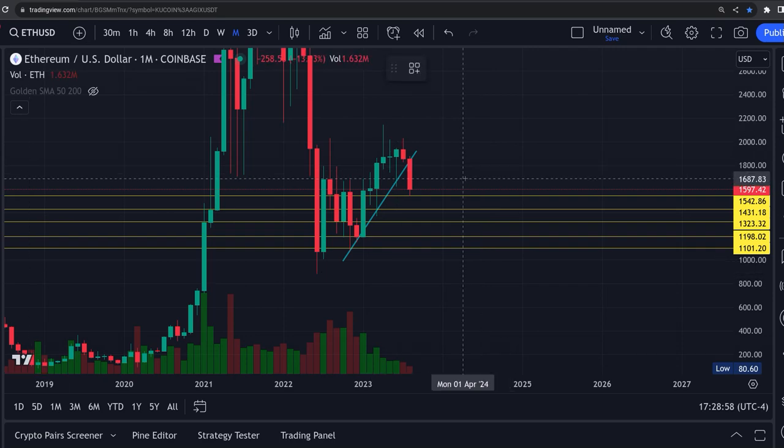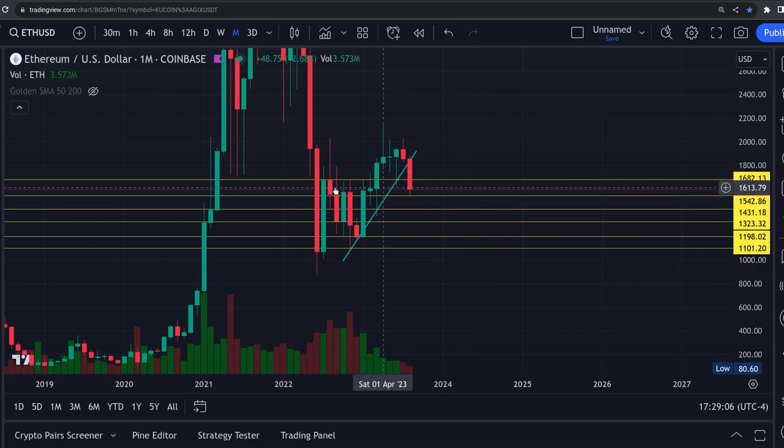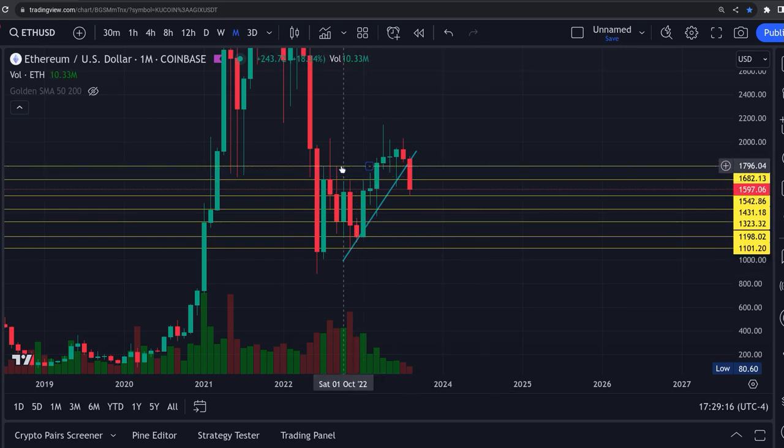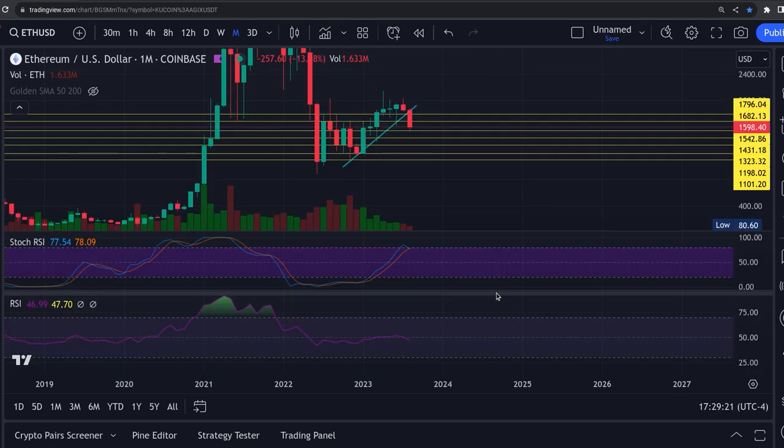Now, if it starts breaking up, your first resistance is going to be right around 1680, right there. That's a major one. This is on the monthly time frame. Then your next one after that is up here at 1796. Right up here, a major area. So look at the RSIs on this thing.